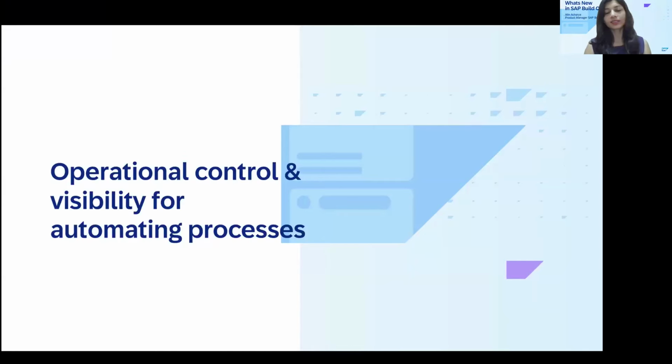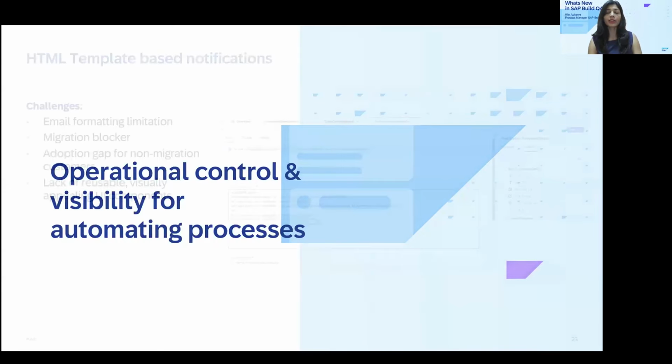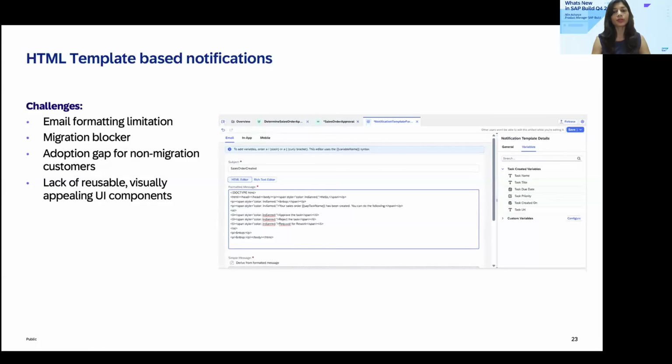Thanks, Jenny. Nice demos. And now let me give you an overview of the operational control and visibility for automating processes. So we have a couple of features that were released in Q4. The first that I would like to talk about is HTML template-based notifications. So as of now, if you look at the challenges, we did not have an option of including HTML format in the emails.